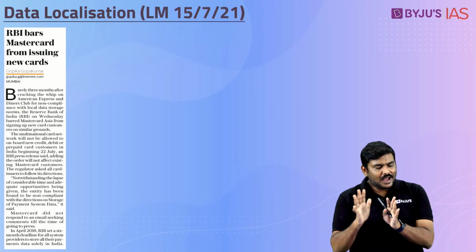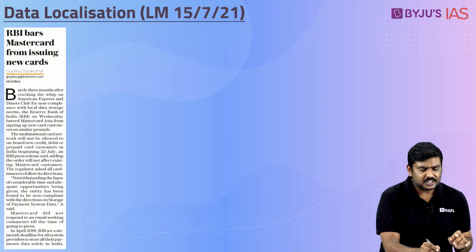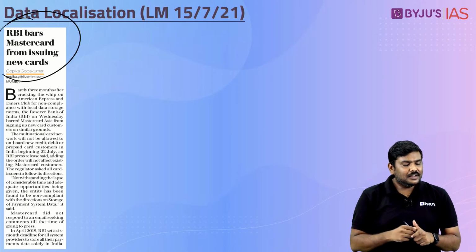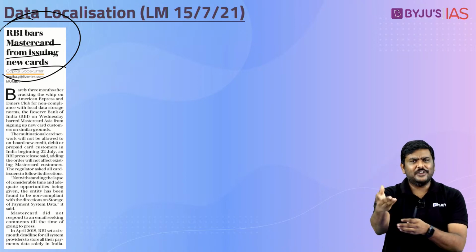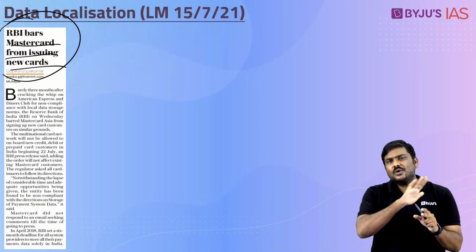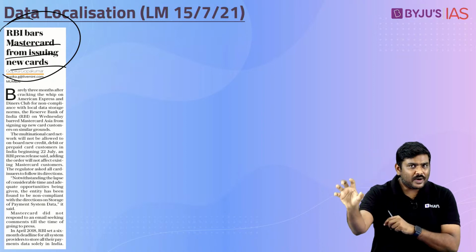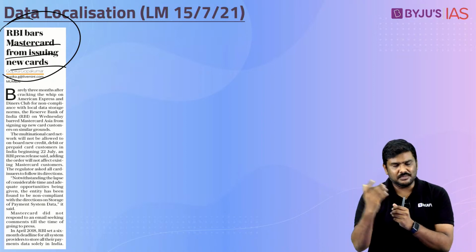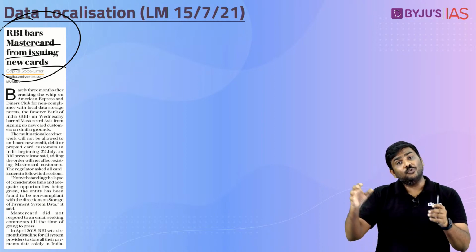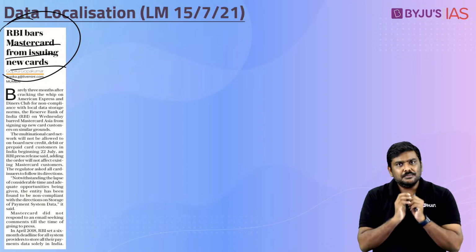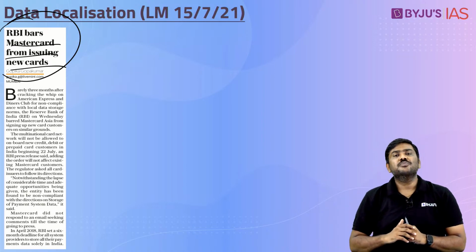Next article, the last for today, as well as one of the very important articles, is with respect to RBI barring Mastercard from issuing new cards from July 22nd, that is a couple of days from now. Now please understand, this is not the first time that RBI has barred one of these particular companies from acquiring customers or issuing cards to new customers. That is very, very important. Please understand this, RBI has not told them to withdraw all the cards. RBI is simply saying you cannot acquire new customers from July 22.